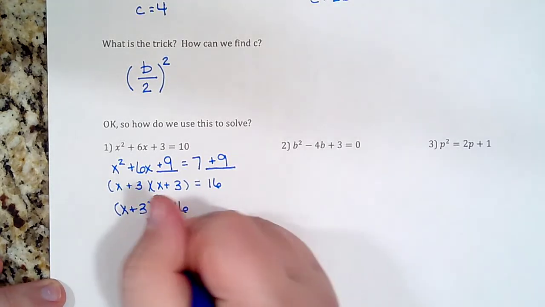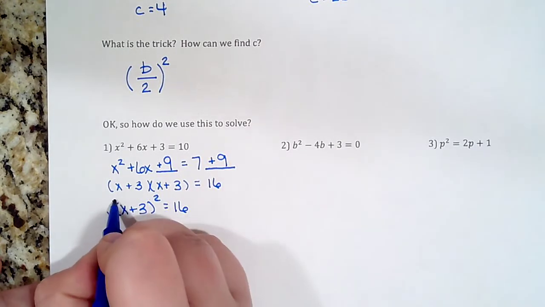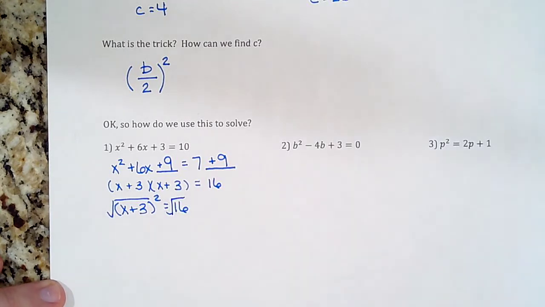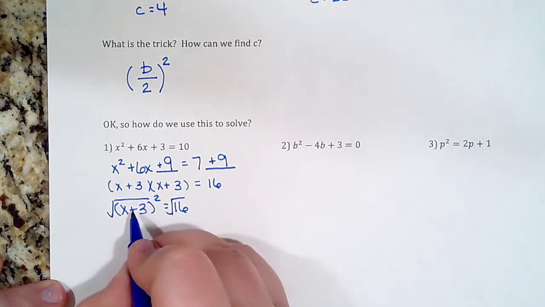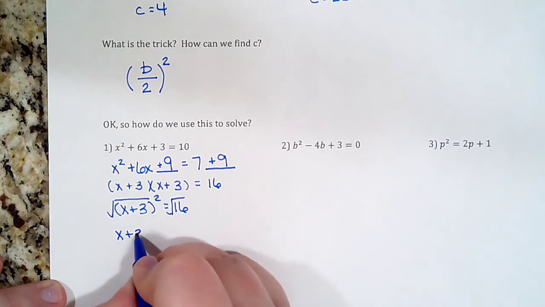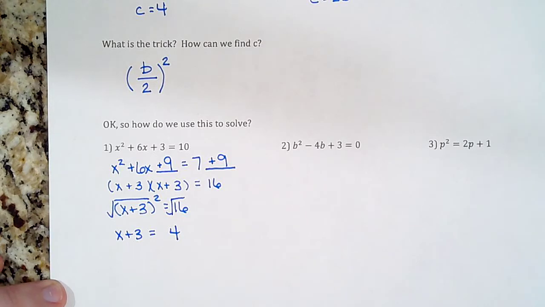Now when we have something squared, we can undo that square and get whatever is being squared by itself by just taking the square root. Then of course balancing it out on both sides. The square root and the square cancel each other out, so I'm left with x plus 3 equals 4. What am I missing though?